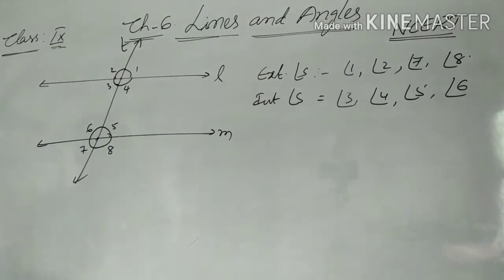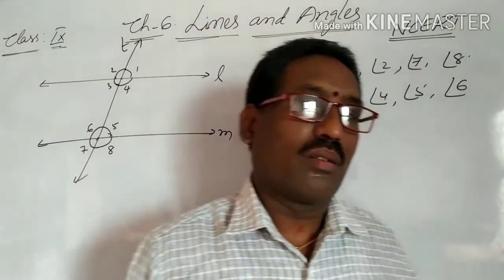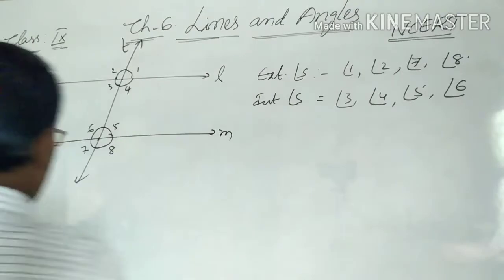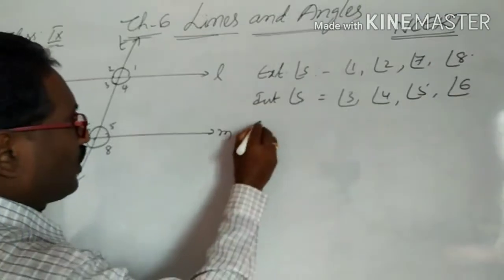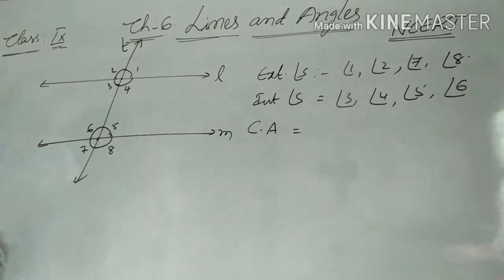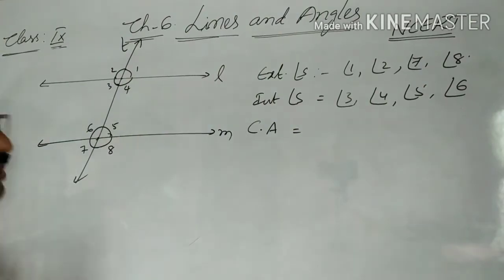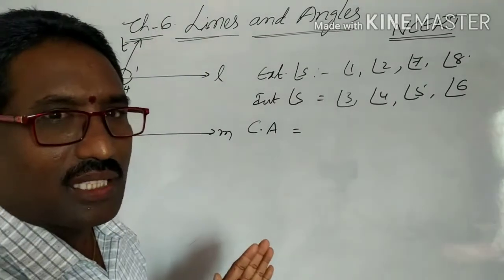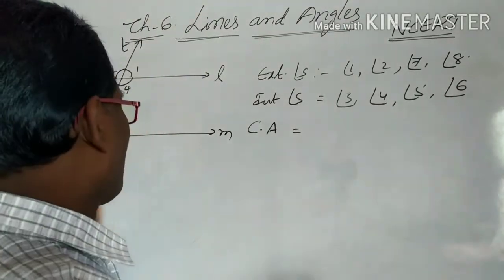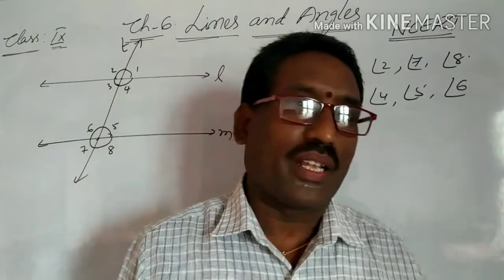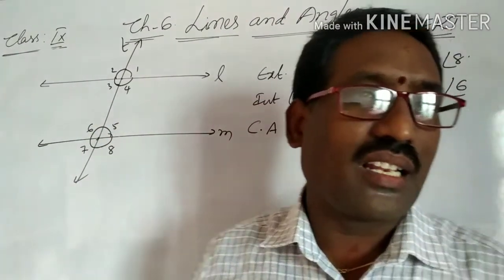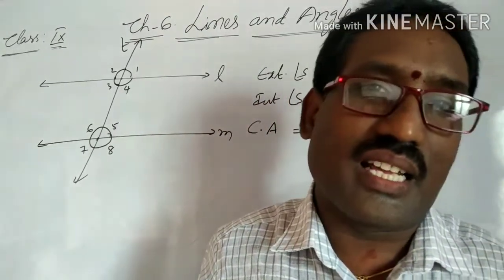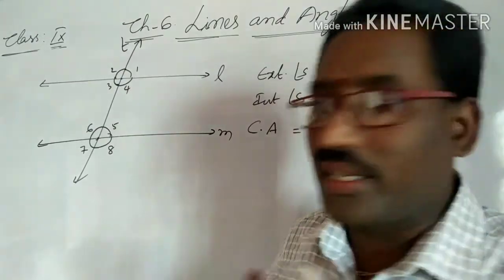Next, now what are the corresponding angles? What are the alternate interior angles? What are the alternate exterior angles? Observe here. Corresponding angles means, on the transversal, only one side, either left side or right side. Corresponding angle means one is an exterior angle, one is an interior angle, but not adjacent angles. Those are the corresponding angles.